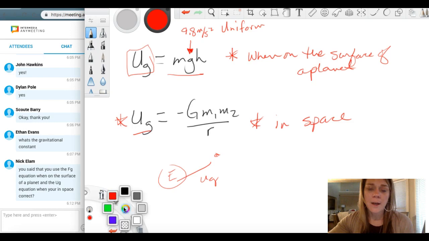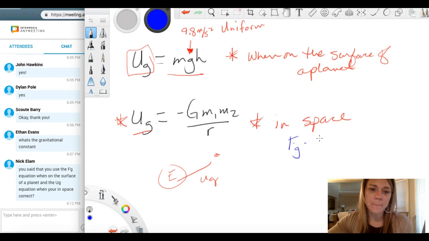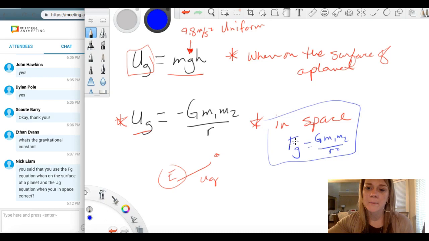The same holds true with your force equations. We know the force equation that's equivalent to this one is F of G equals big G m1 m2 over r squared. Definitely want to use this equation when I am in space or I am looking at an orbiting body. But if I'm on the surface of a planet, then I can just use F of G equals mg. The reason I can use this simplified version on the surface is because this g value is not changing, because we're in a uniform field.